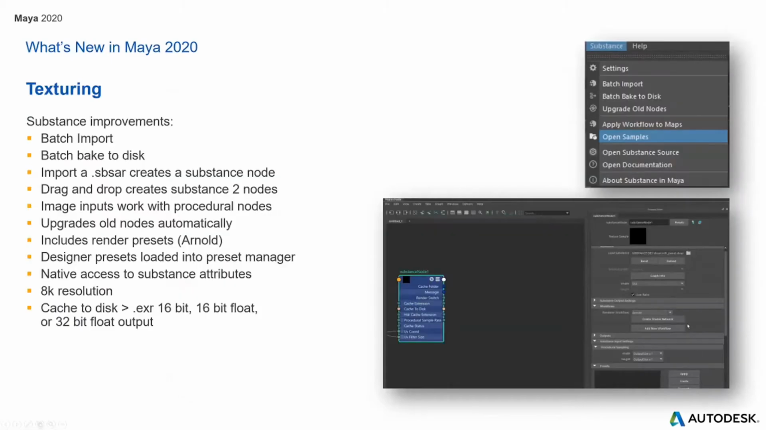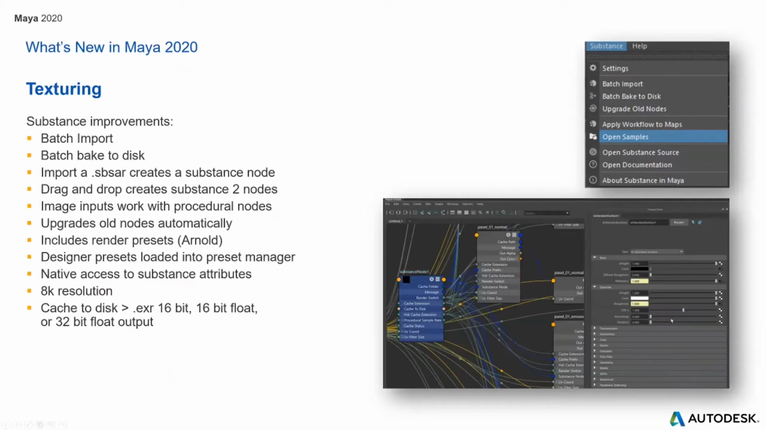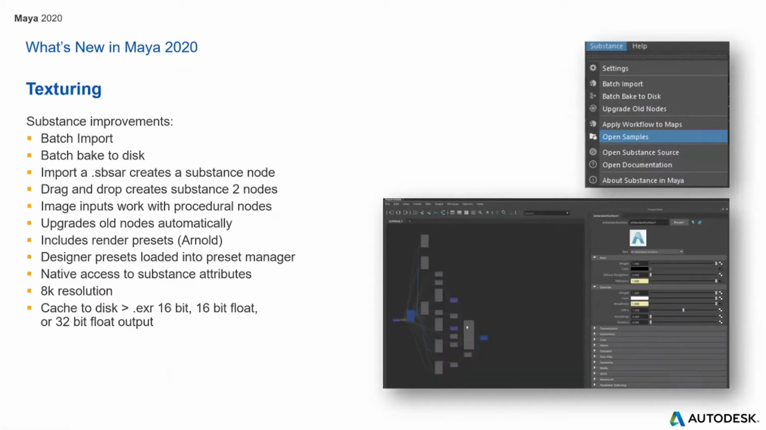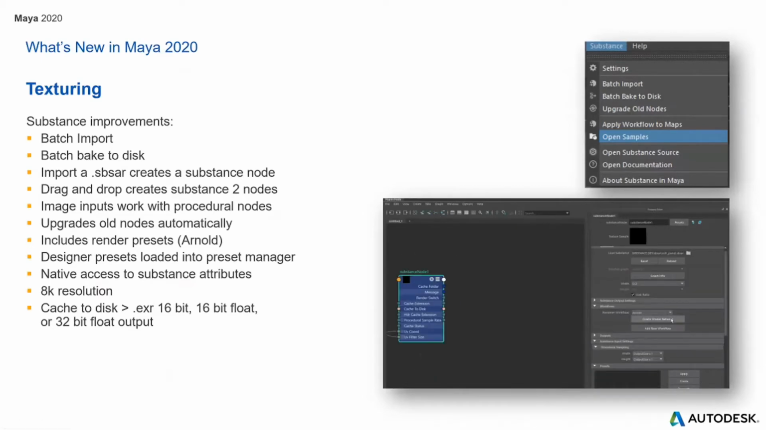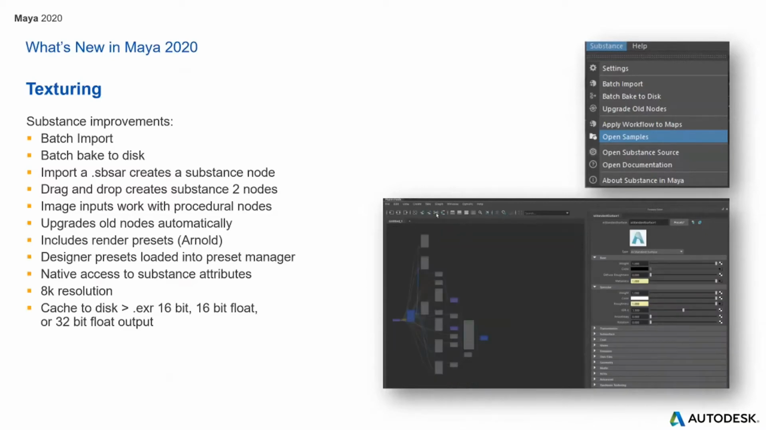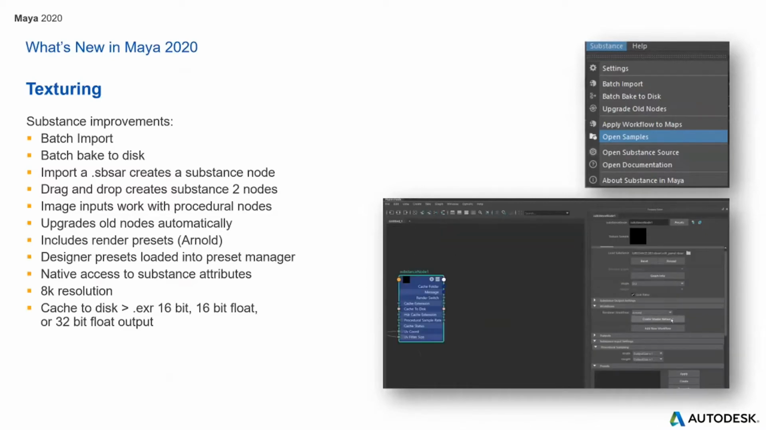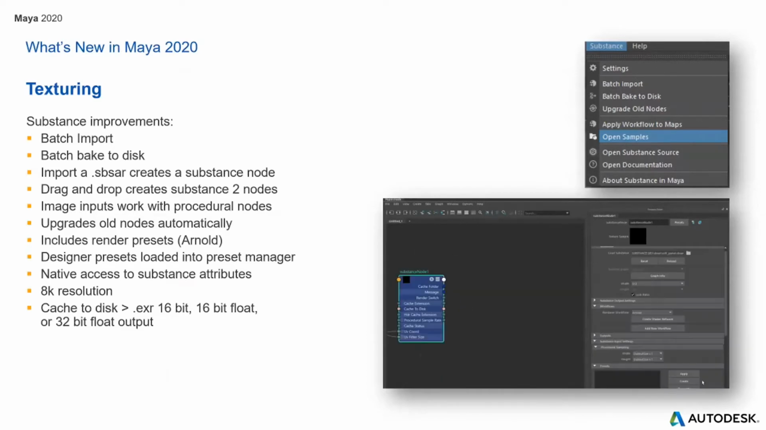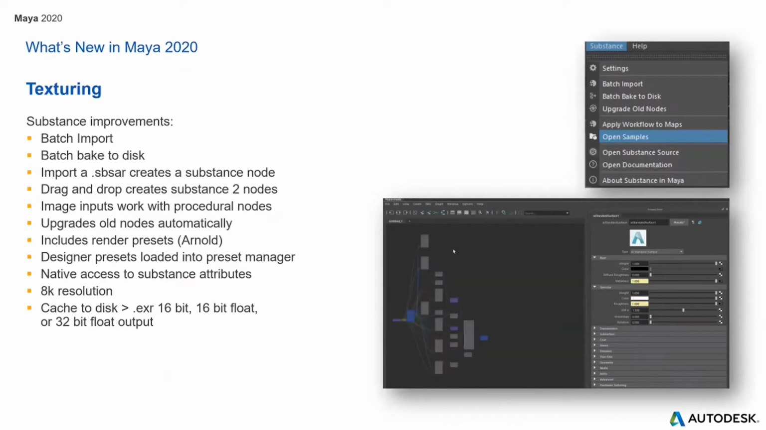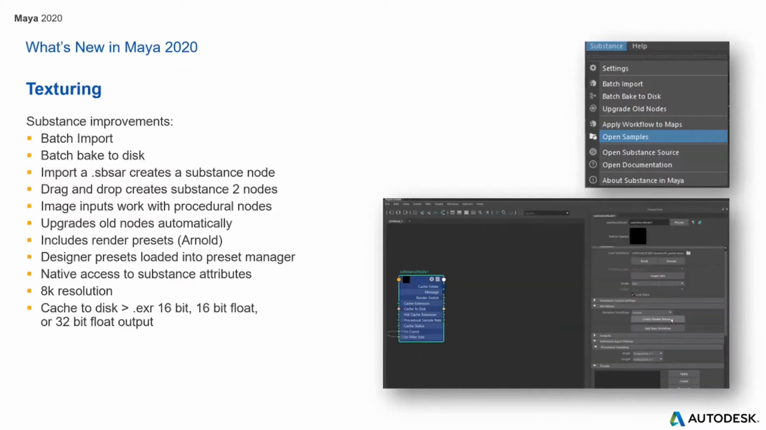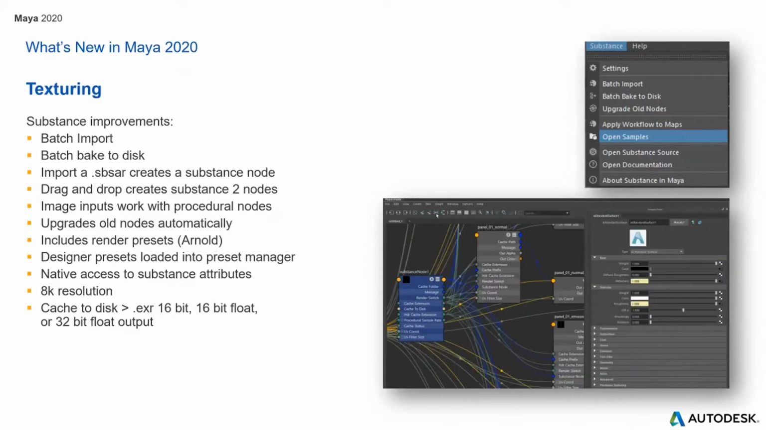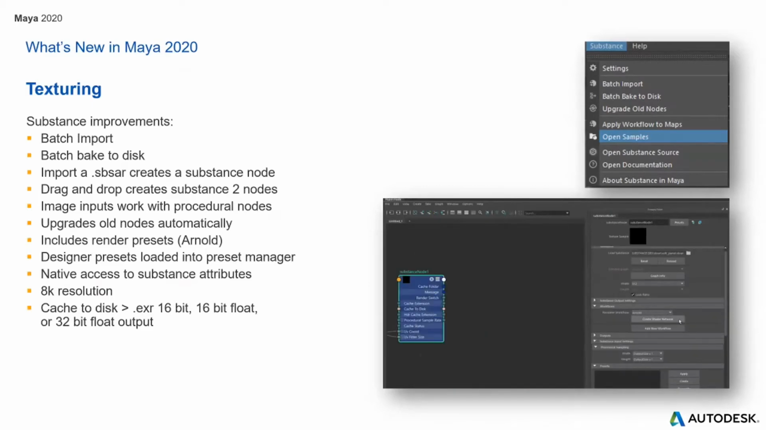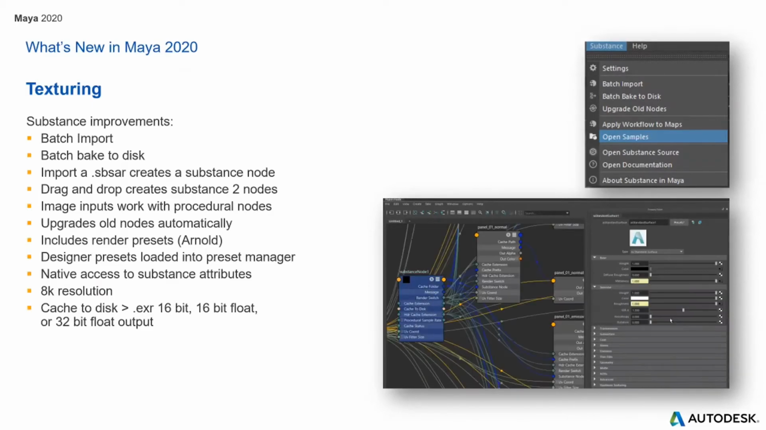In texturing, there was a lot of improvements with the Substance plugin, so you can batch import and also batch bake the textures to disk, so you don't have to sit there and click all of the textures manually. It would do that all automatically. And in other stuff in there, I don't want to read the whole slide to you, just make you aware that there's something there if you are using Substance a lot.